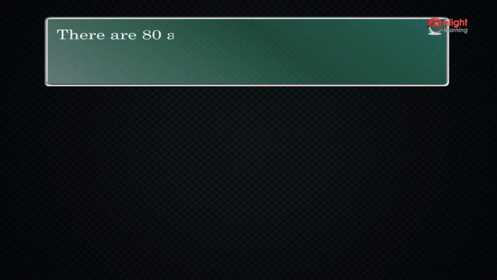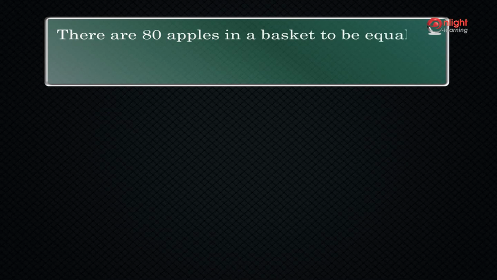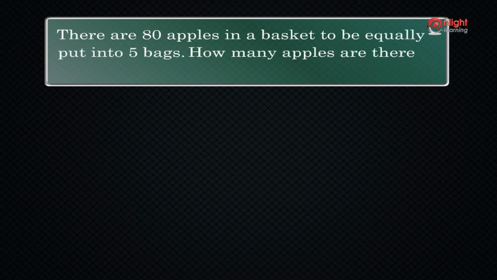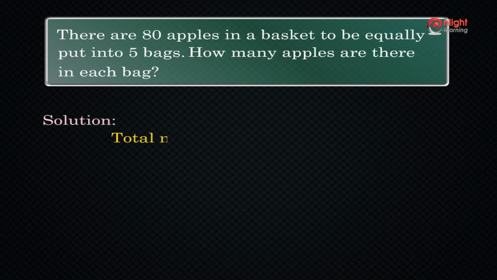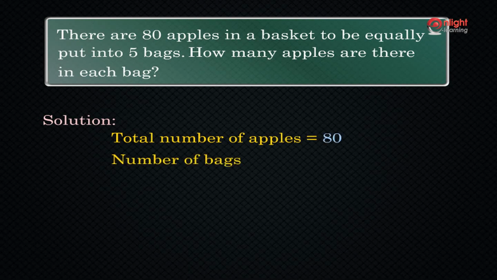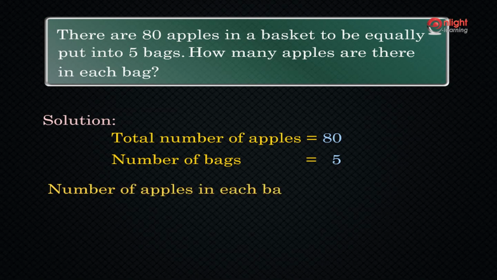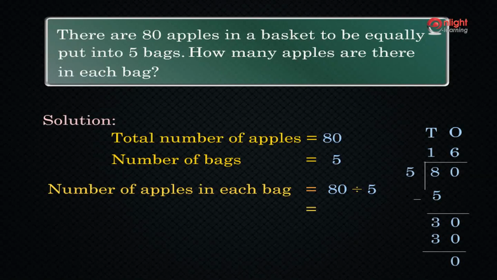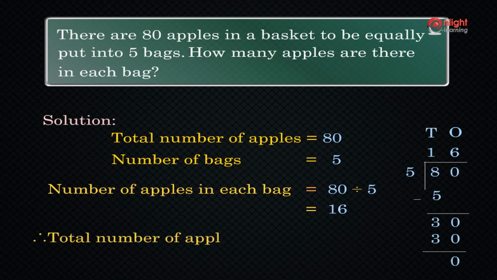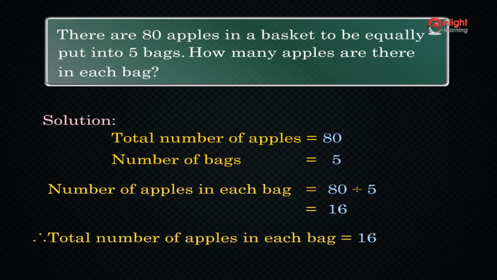There are 80 apples in a basket to be equally put into 5 bags. How many apples are there in each bag? Solution. Total number of apples = 80. Number of bags = 5. Number of apples in each bag = 80 ÷ 5 = 16. Total number of apples in each bag = 16.